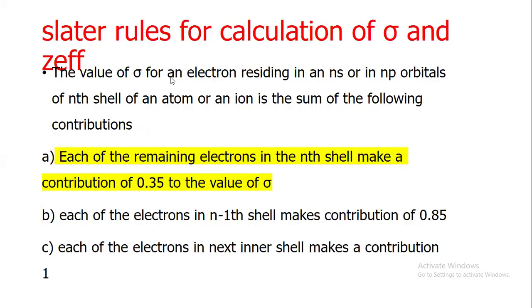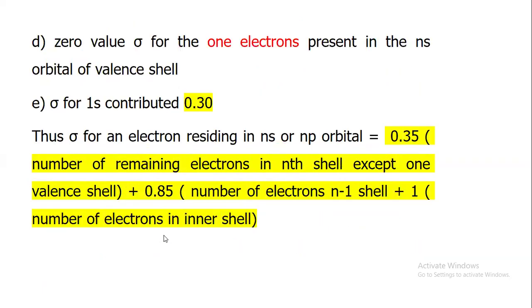The value of sigma for an electron residing in an ns or np orbital of the end shell of the atom or ion is the sum of the contributions. Each of the remaining electrons in the same shell contributes 0.35 to the value of sigma. Each electron in the n minus 1 shell contributes 0.85. Each electron in the inner shells contributes 1. For the one electron present in the ns orbital of the valence shell, the value of sigma is zero.